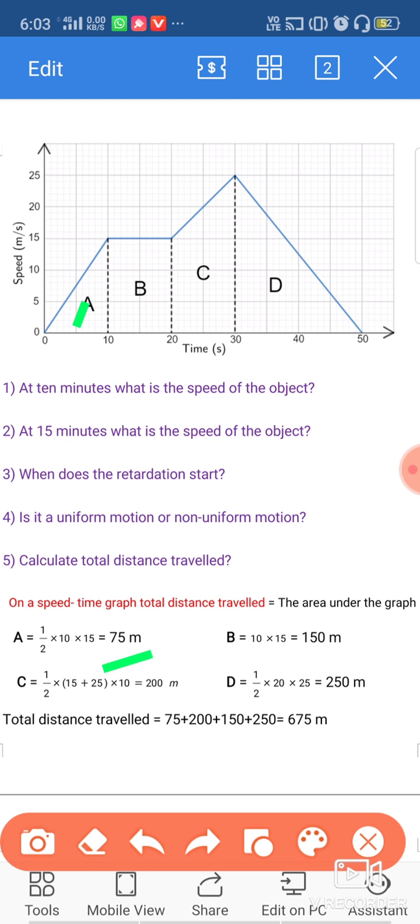Next one, C, the area of the triangle. Already we have discussed: half into base into height, 250 meter. Total distance traveled: 675 meter.